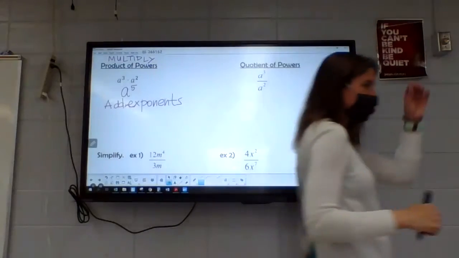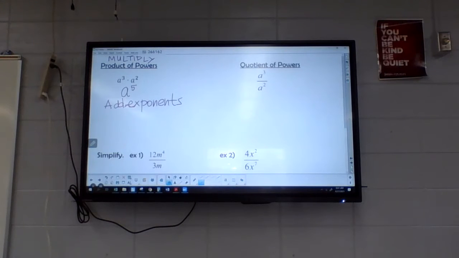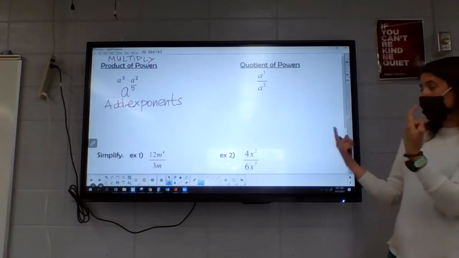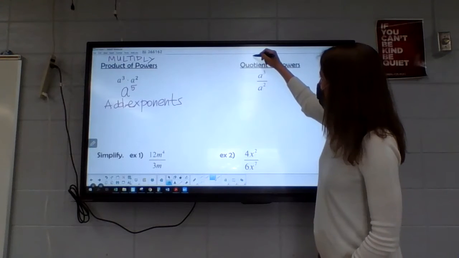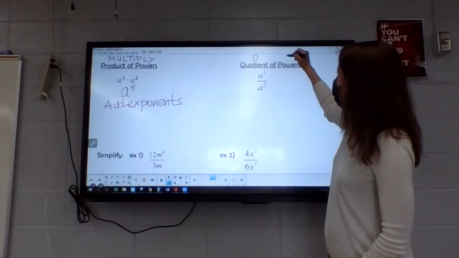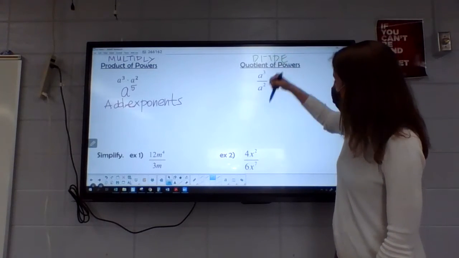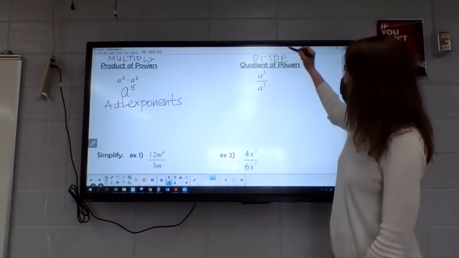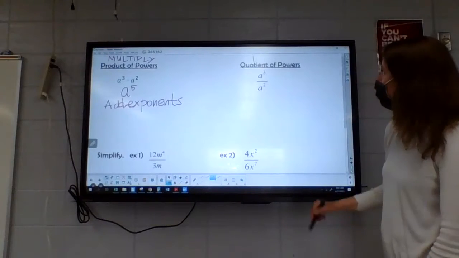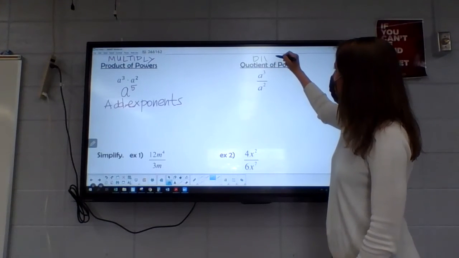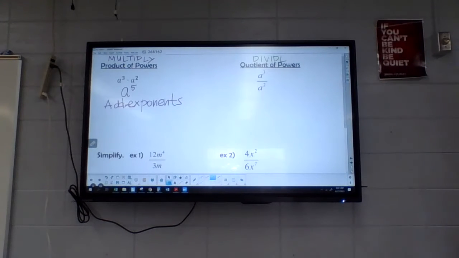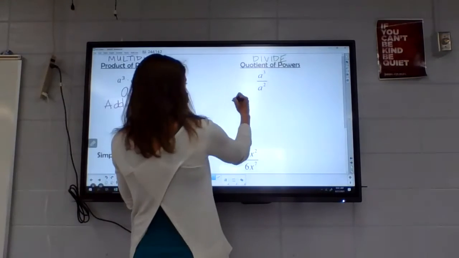Sorry. So add the exponents. So now quotient of powers means division. So now I'm dividing. So when we divide them, what do you think we should do with the exponents this time? What do you think? Yeah, we were adding here, so we're going to subtract there. So now we're going to subtract the exponents.